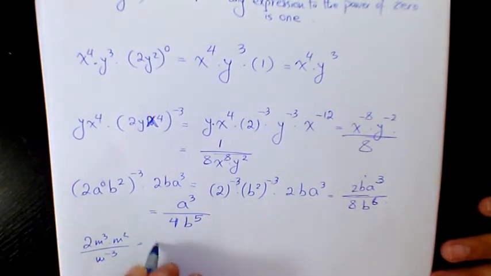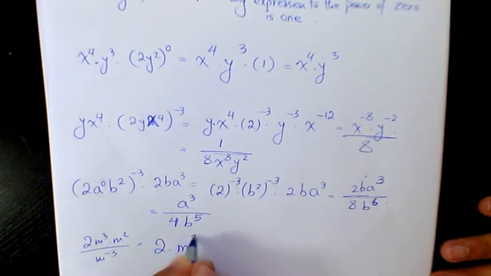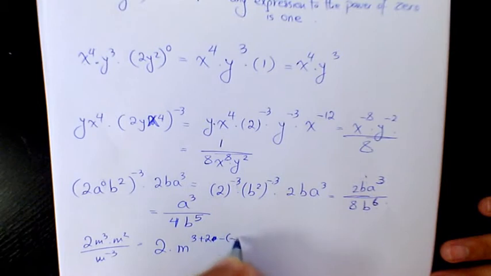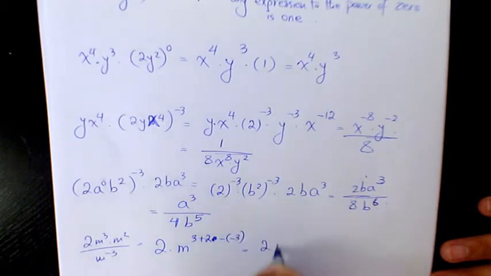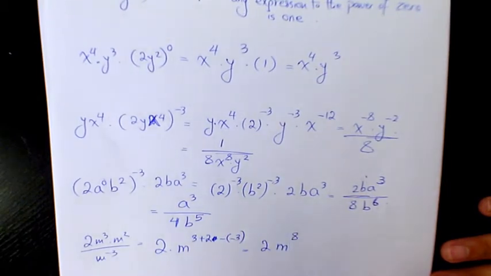Now this one, 2 times m to the power of 3 plus 2 plus negative 3. So it's going to be 2m to the power of 8.